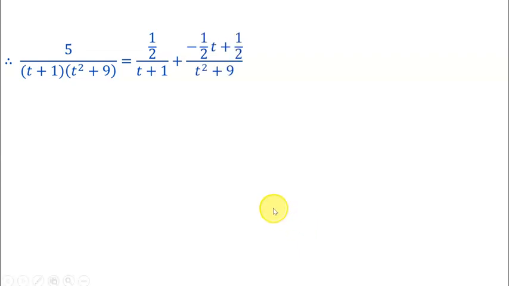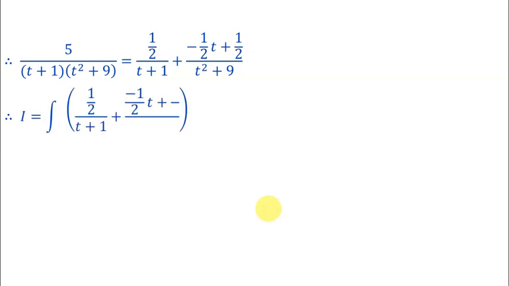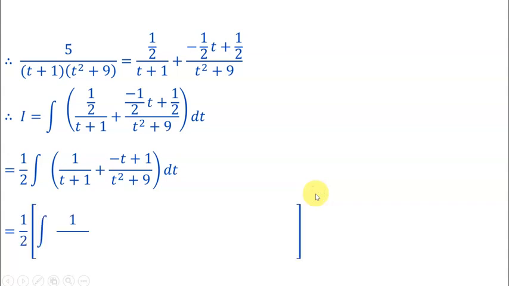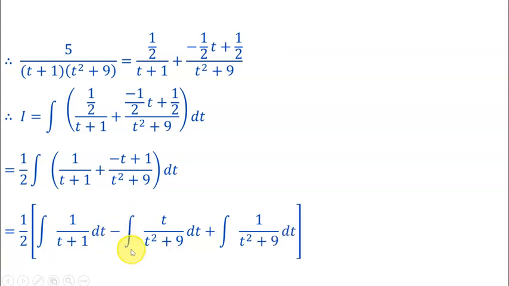And finally see this here. Therefore, integrating on both sides, take 1/2 as common. Next, the integral of 1 upon t + 1 dt minus t upon t² + 9 dt plus 1 upon t² + 9 dt. This integration is easy. The first is of the log form.